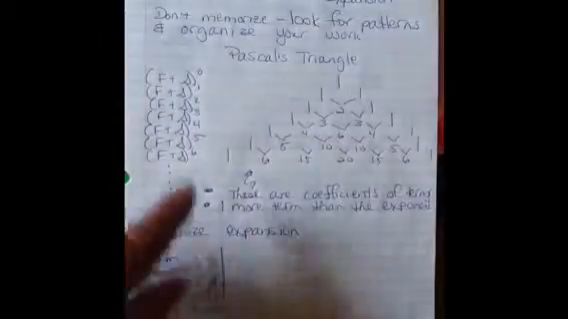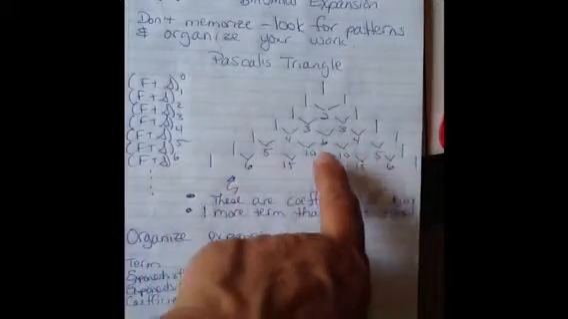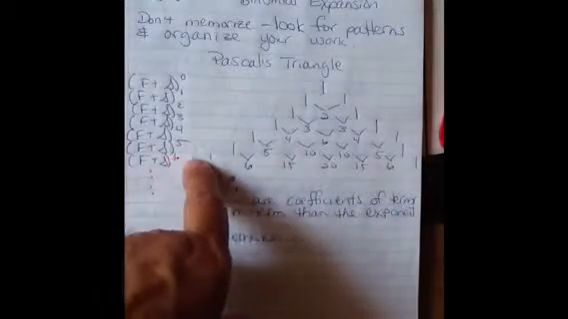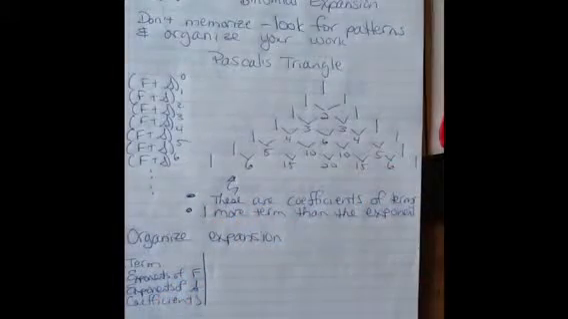Now the problem with this is that this triangle gets bigger and bigger and you would have to keep doing this over and over again. These are the coefficients of the terms. And notice there's one more term. This is the power of 6. There's 1, 2, 3, 4, 5, 6, 7 terms.